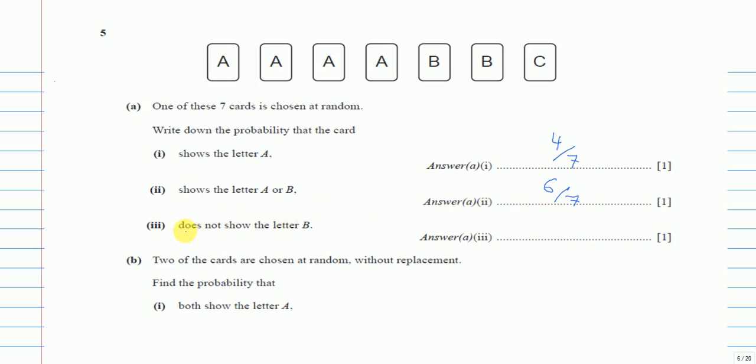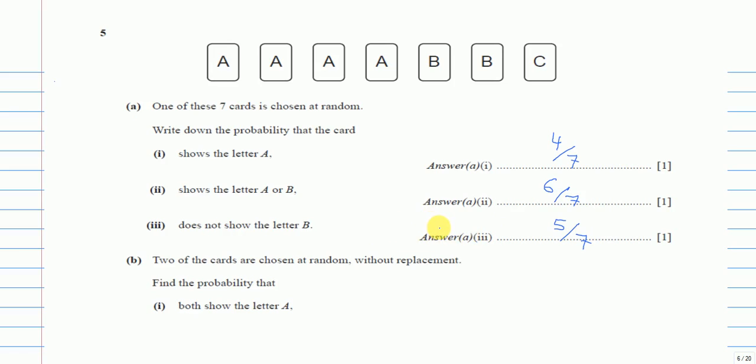And part 3 is it does not show the letter B. So out of the whole 7, it does not show B, which is 1 2 3 4 5. So other than B, there are 5 cards which do not show a B. So this is the answer.